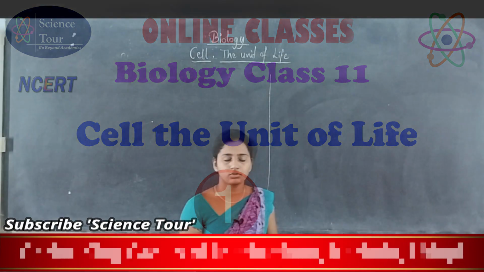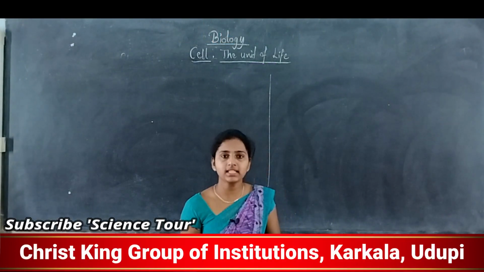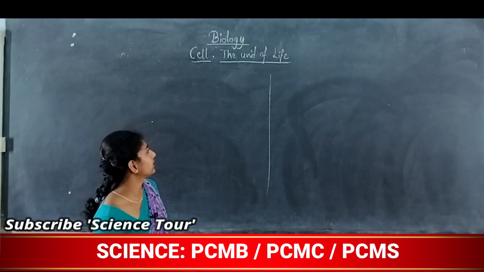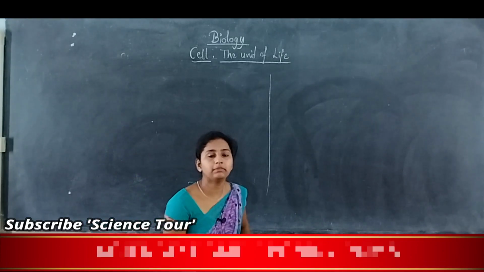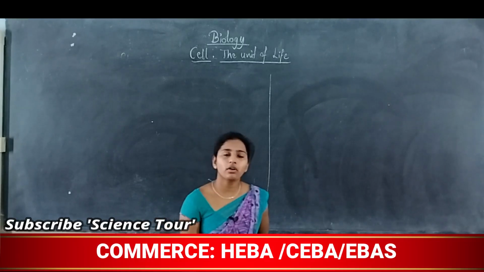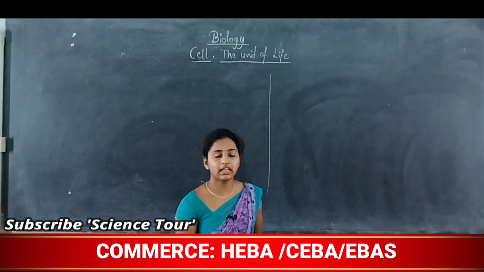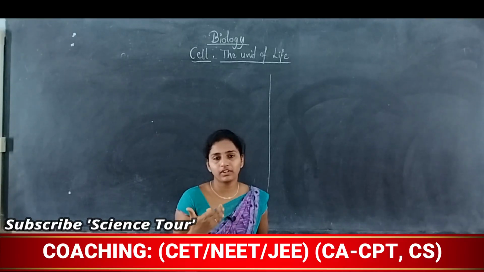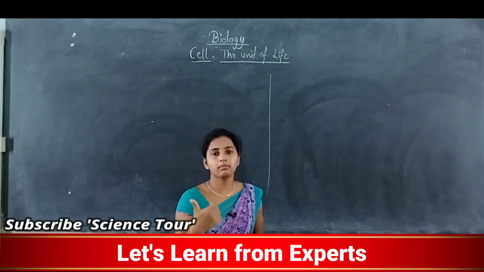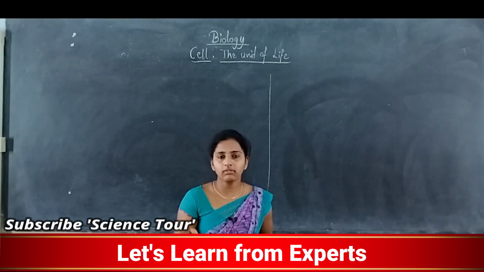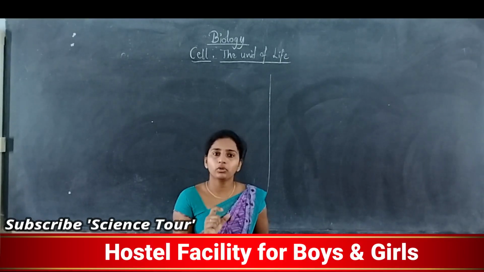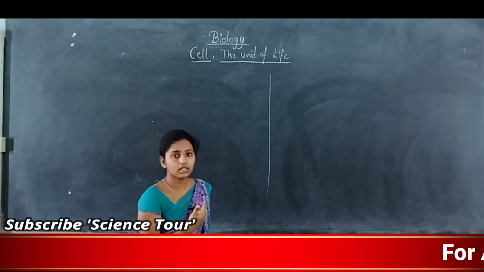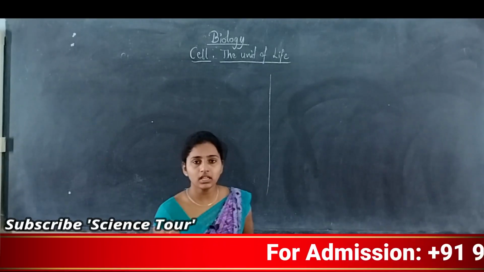Welcome to all my dear students. Today I am taking biology class, and we are studying a new chapter, that is Cell: The Unit of Life. In the previous class we studied the anatomy of the flowering plants, the anatomy of the different parts of the plants, right? Stem, root, leaves. We differentiated monocot and dicot plants. In this class we are going to study the detailed structure of the cell.